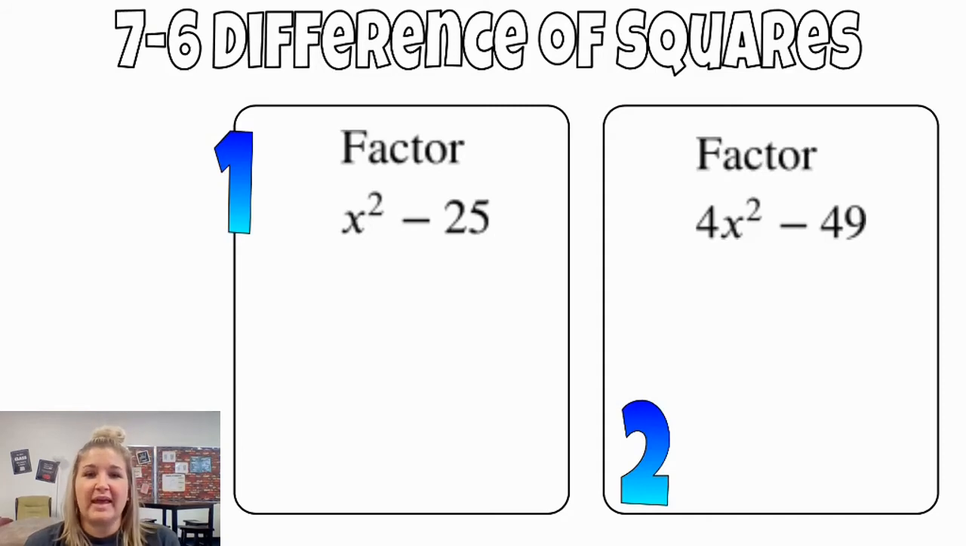All right, guys, we're going to look at our last factoring lesson here. We're going to find the difference of squares. Now, the key is that difference. So remember that difference means subtraction. So you have to have a subtraction sign for this method to work.